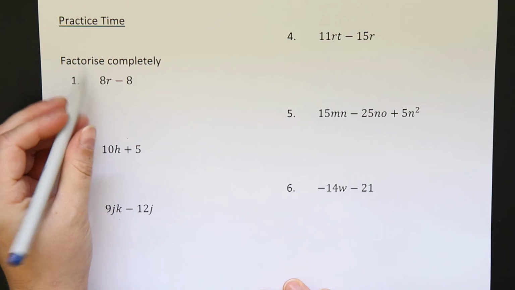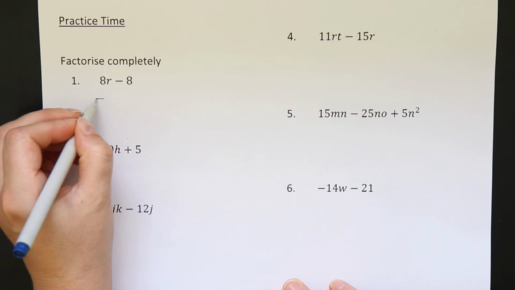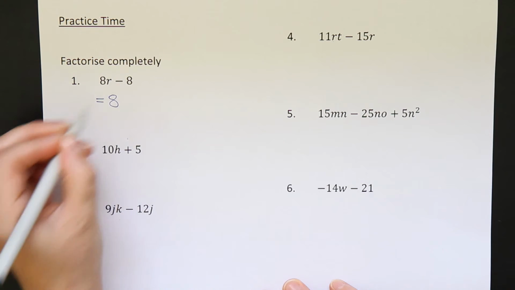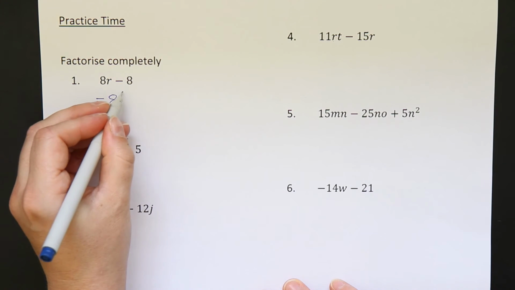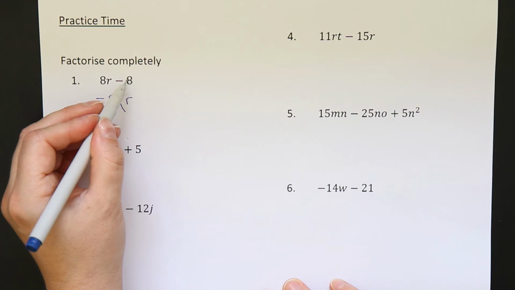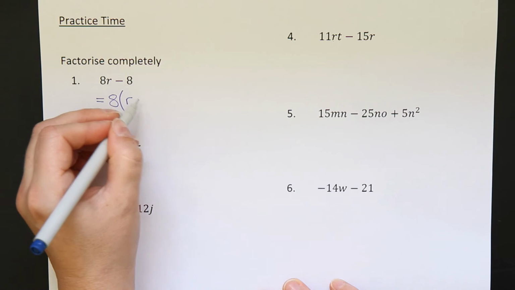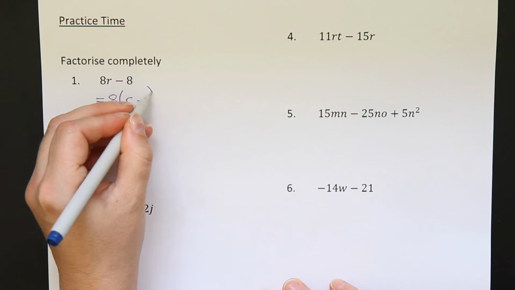Question 1, I want to take out a common factor. So 8 is the common factor there in both of those terms. If I divide the 8 out of the first term, I will have an r left. And for the second term, 8 divided by 8 is a 1. I still have the minus sign, so a minus 1.